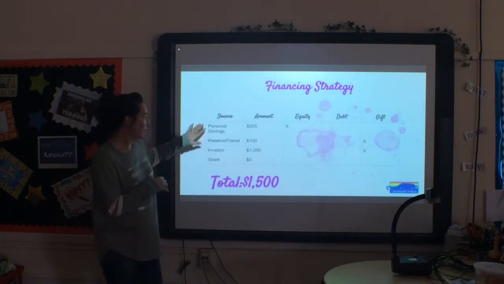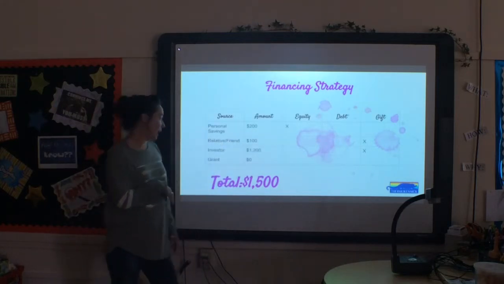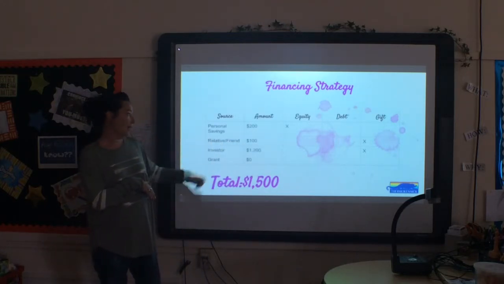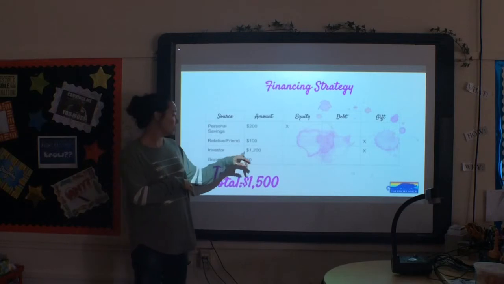She needed money. So at this time, she had $200 in savings. That was her own equity. Her dad and I gifted her $100 for the program. And then she did go to a panel of investors where she was asking for $1,200.